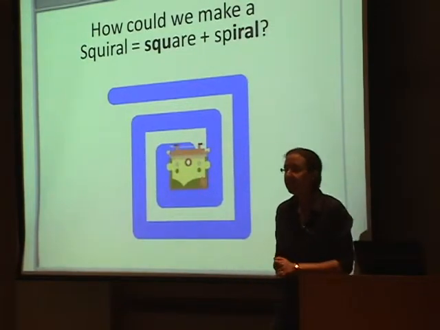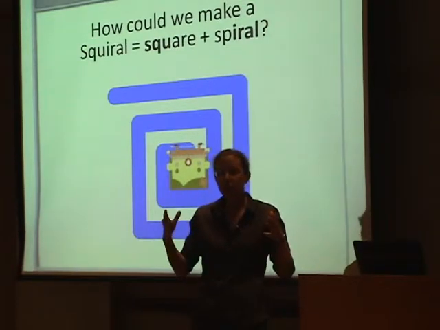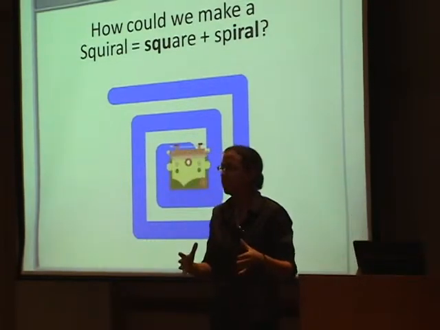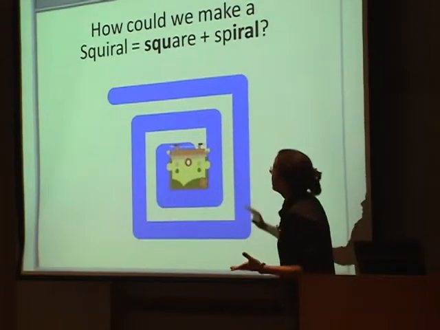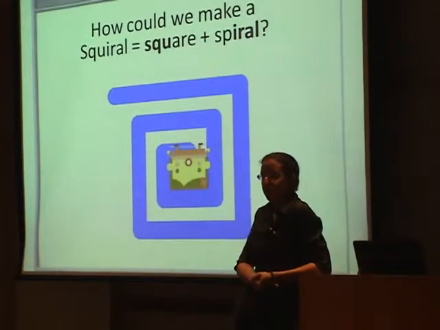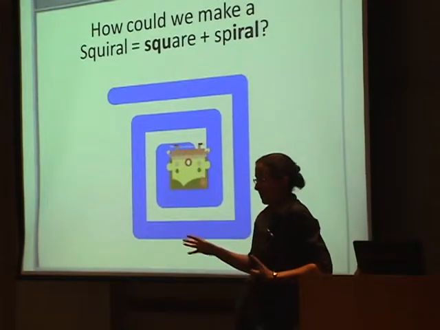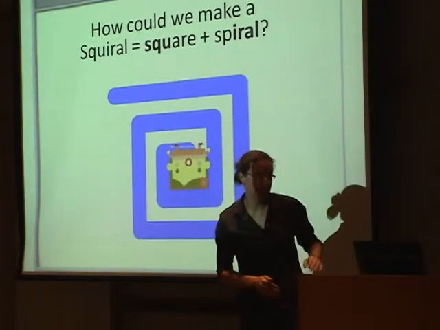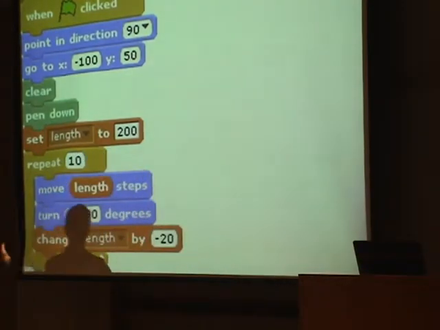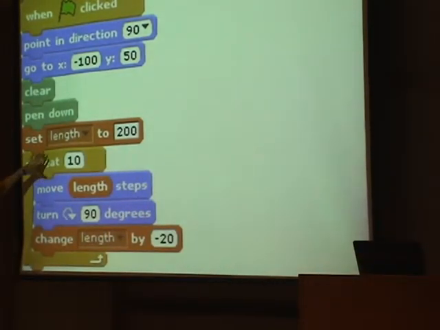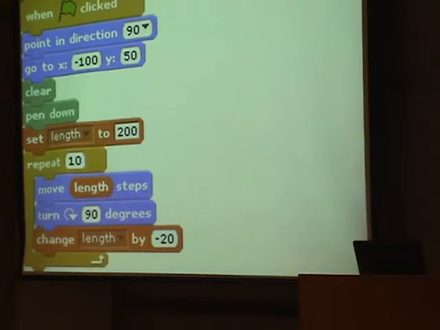Cool. So I want to get into and show some of the computer scientists how we're doing more meaty content in here too. So here I want to make a spiral, which is a square and a spiral mixed together, so a square spiral. And I want to walk through how this code works. So you've already seen the repeats, and the new thing here is that I'm using a variable. So students using Scratch get access to variables.